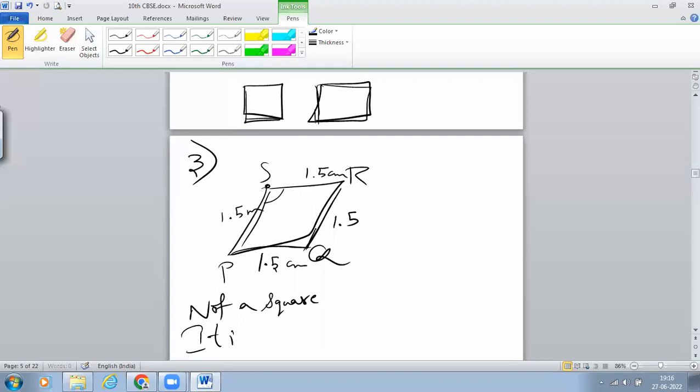Rhombus. So it is rhombus. Okay, RHOMBUS. This shape is called a rhombus. And near to this shape, they have given one more shape. What is the shape?